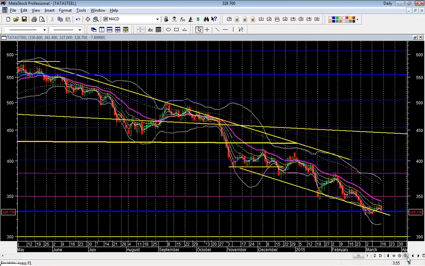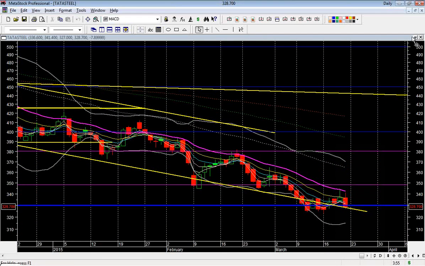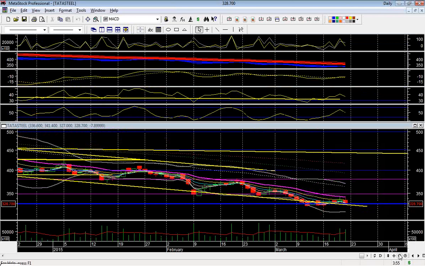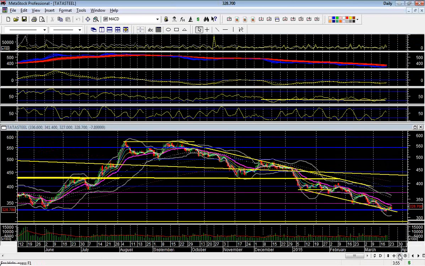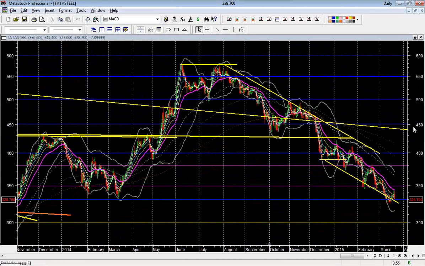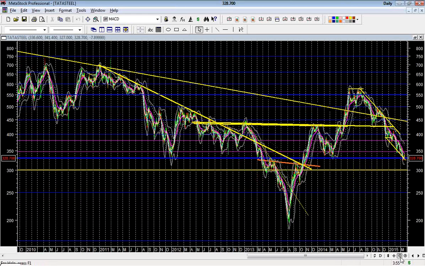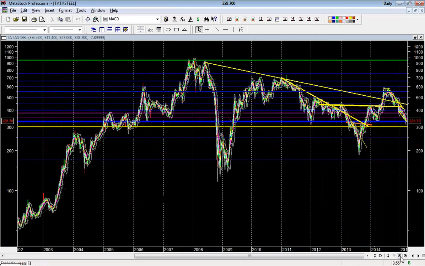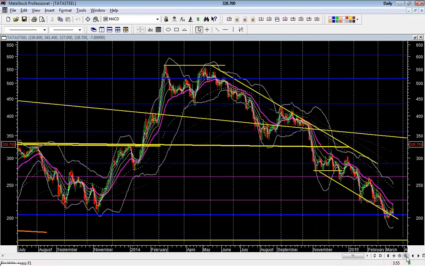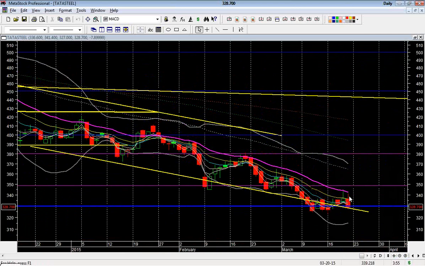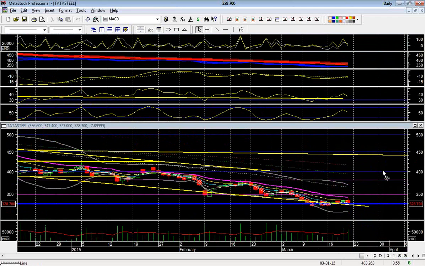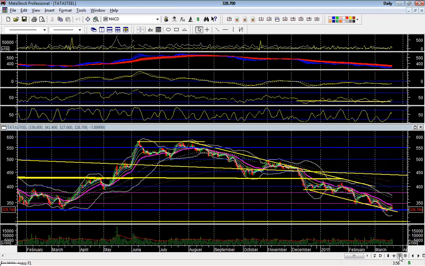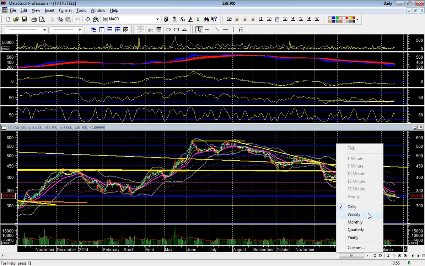Tata Steel. Very important support level at around 330. Okay, multi-year 10-year support, that is just like Hindalco sitting on a 10-year support, but it looks like it's going to break down in my opinion, though there is a massive sort of bullish divergence which is there.